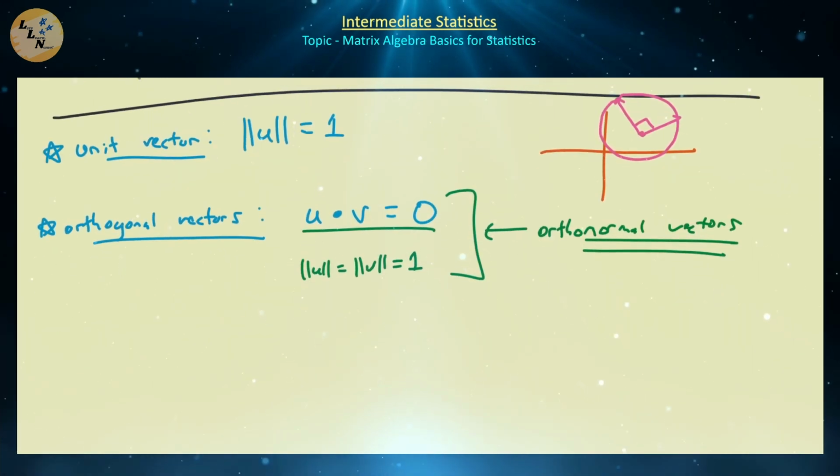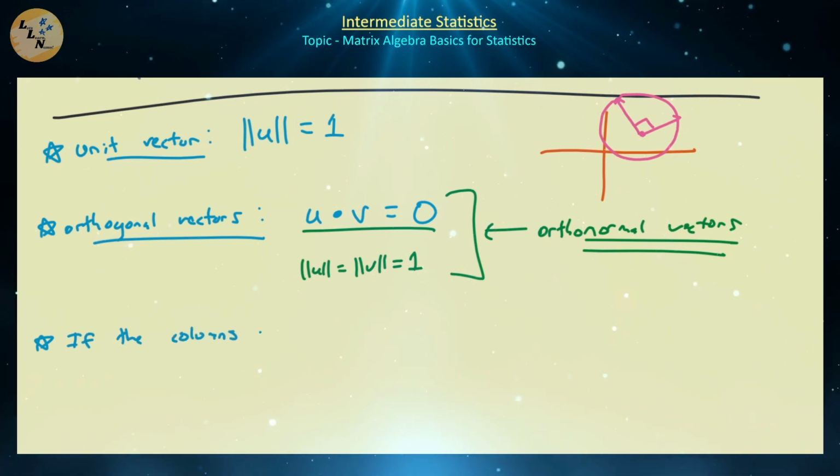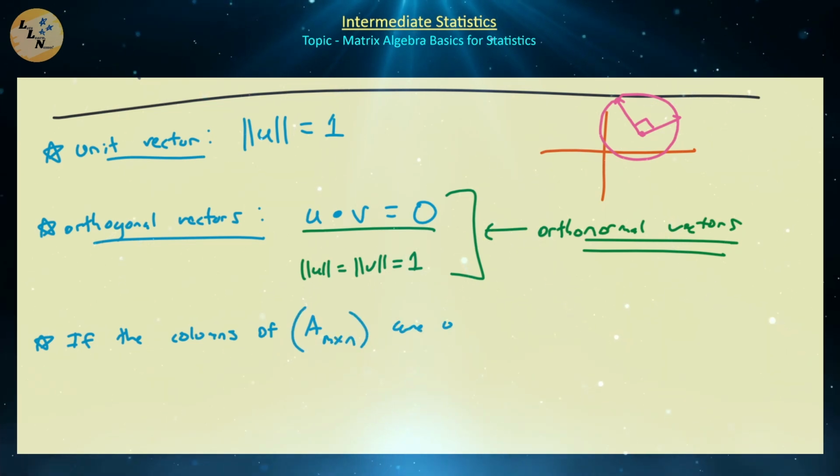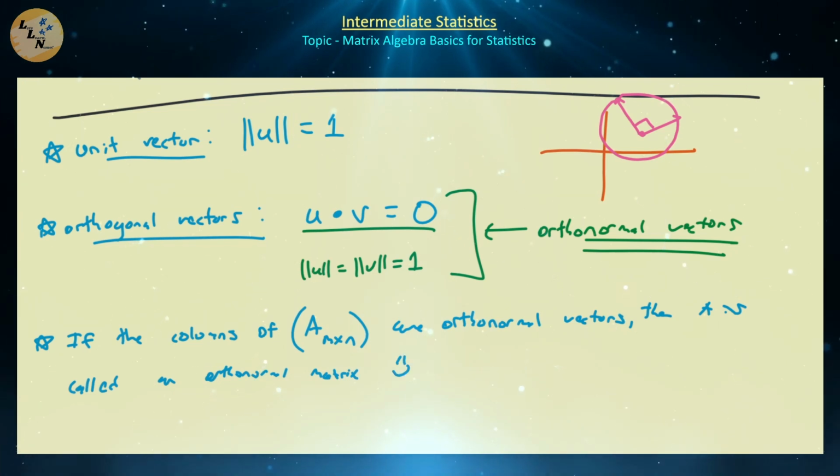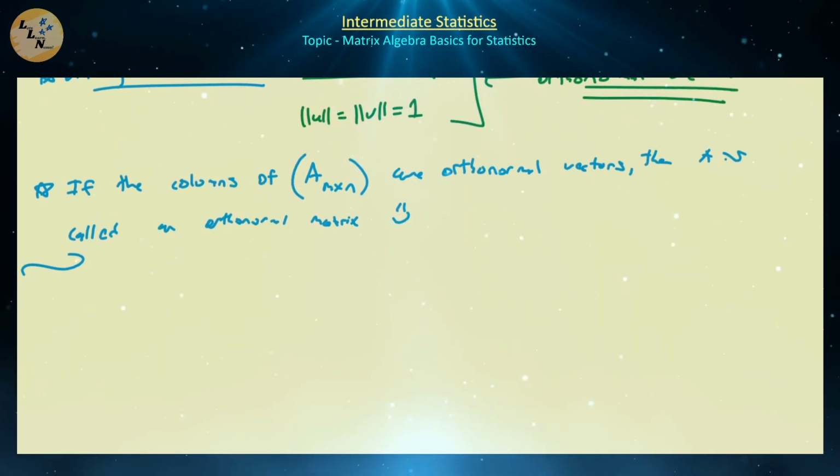And on top of these things, let's assume that we have a matrix. So if the columns of an m by n matrix A are orthonormal vectors, then A is called an orthonormal matrix. And there's many applications of orthonormal matrices, which we'll definitely get to in just a moment.